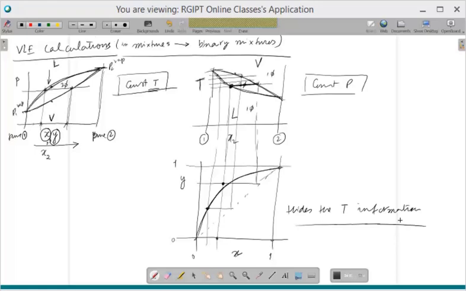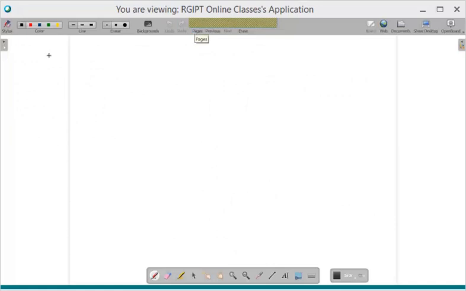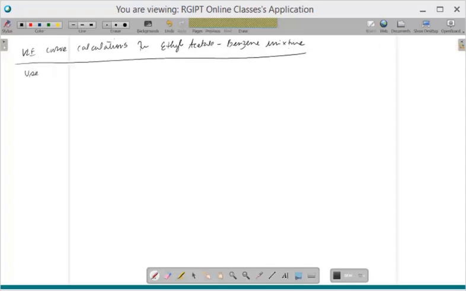Now what I want you to do is actually compute the VLE curves, so know how to compute VLE curves. I'll just look up one example problem: VLE curve calculations for, let's say, an ethyl acetate and benzene mixture. The reason I'm taking this up is because it involves solving a nonlinear algebraic equation system.